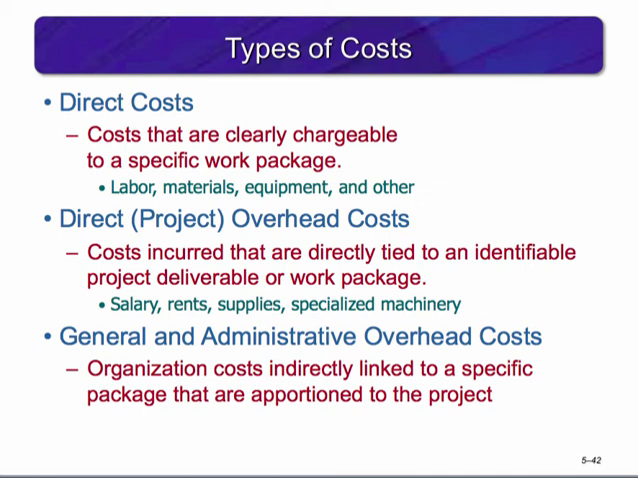Direct project overhead costs are directly tied to an identifiable project deliverable or work package. This would include rent, supplies, and specialized machinery. Using certain direct overhead costs provides a more accurate project cost rather than using a blanket overhead rate for the entire project. General and administrative overhead costs represent costs not directly linked to the project, but are carried for the duration of the project. These include organization costs across all products and projects, such as advertising, accounting, and management above the project level. A specific percentage of these costs are allocated to the project.